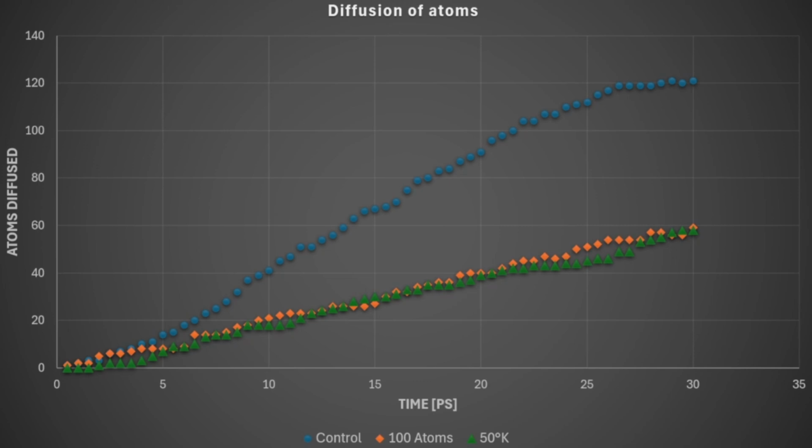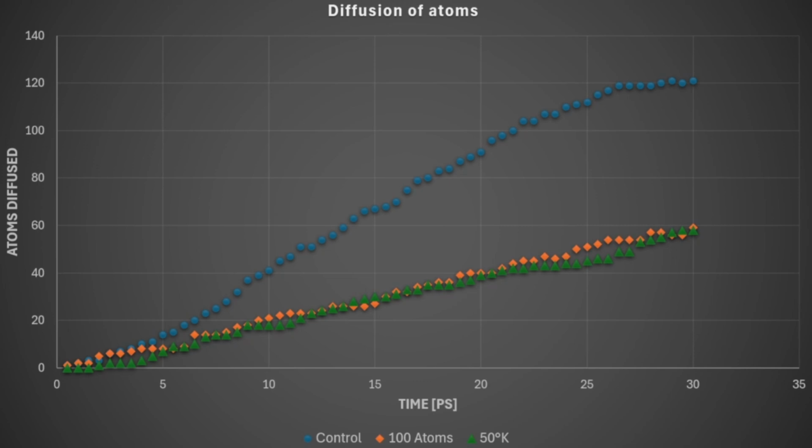If we compare our control to our 100 atoms test, we can see that the 100 atoms test is much lower after 30 picoseconds. And this makes sense, as the flux is directly proportional with the concentration of atoms over a distance, and having a lower amount of atoms would in itself mean that there is a lower concentration of atoms, given it's the same amount of space.